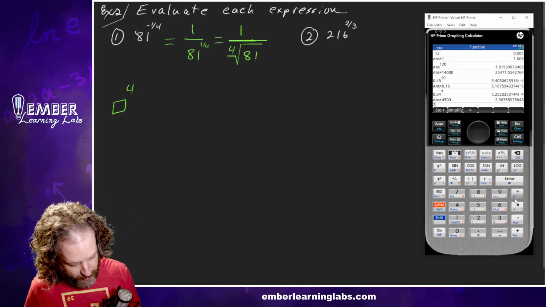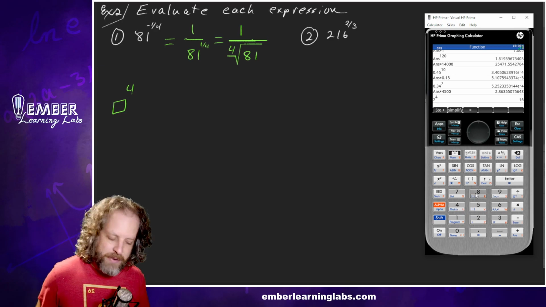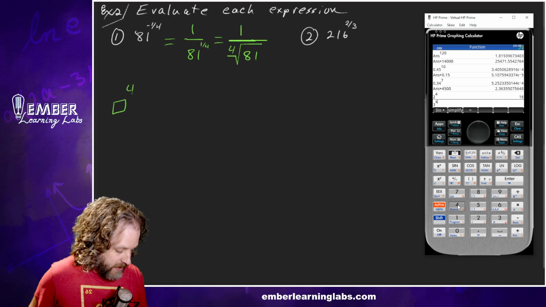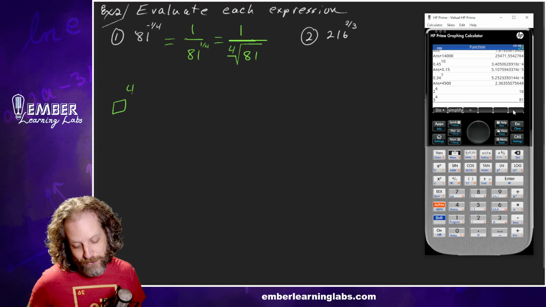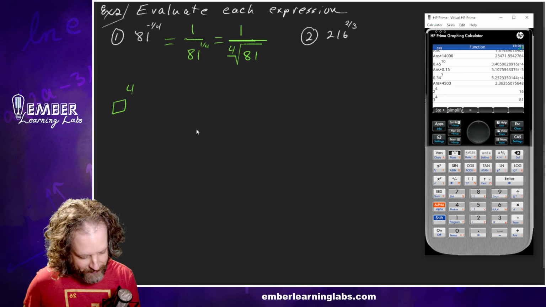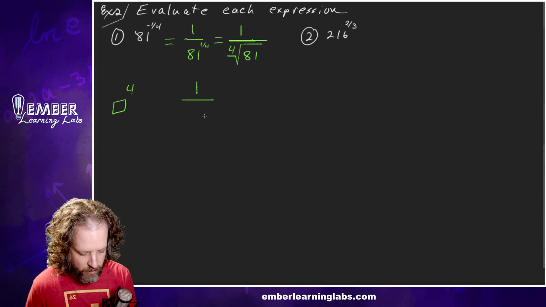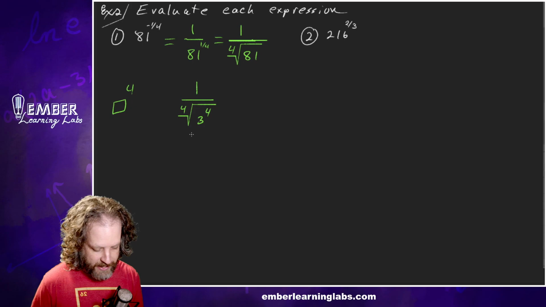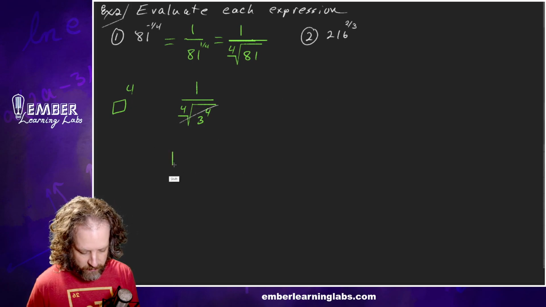Well, 2 to the 4th probably not going to work, right? Let's see what happens. 2 to the 4th, 16, not big enough. What about 3 to the 4th? You're like, that's not going to be big enough. Oh, but it is. 3 to the 4th is 81. That's great. So we can turn this into 1 over the 4th root of 3 to the 4th. Now the 4th and 4th root cancel, leaving us with an answer to this one of 1/3.